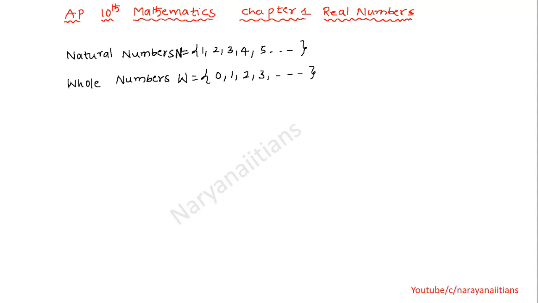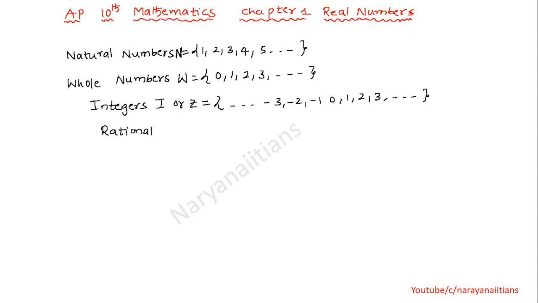Next one is integers. Integers are denoted by I or Z. The set of all negative numbers, 0 and positive numbers 1, 2, 3 and so on. Integers are nothing but, if you add negative numbers to the whole numbers, you will get the integers. The next one is rational numbers.